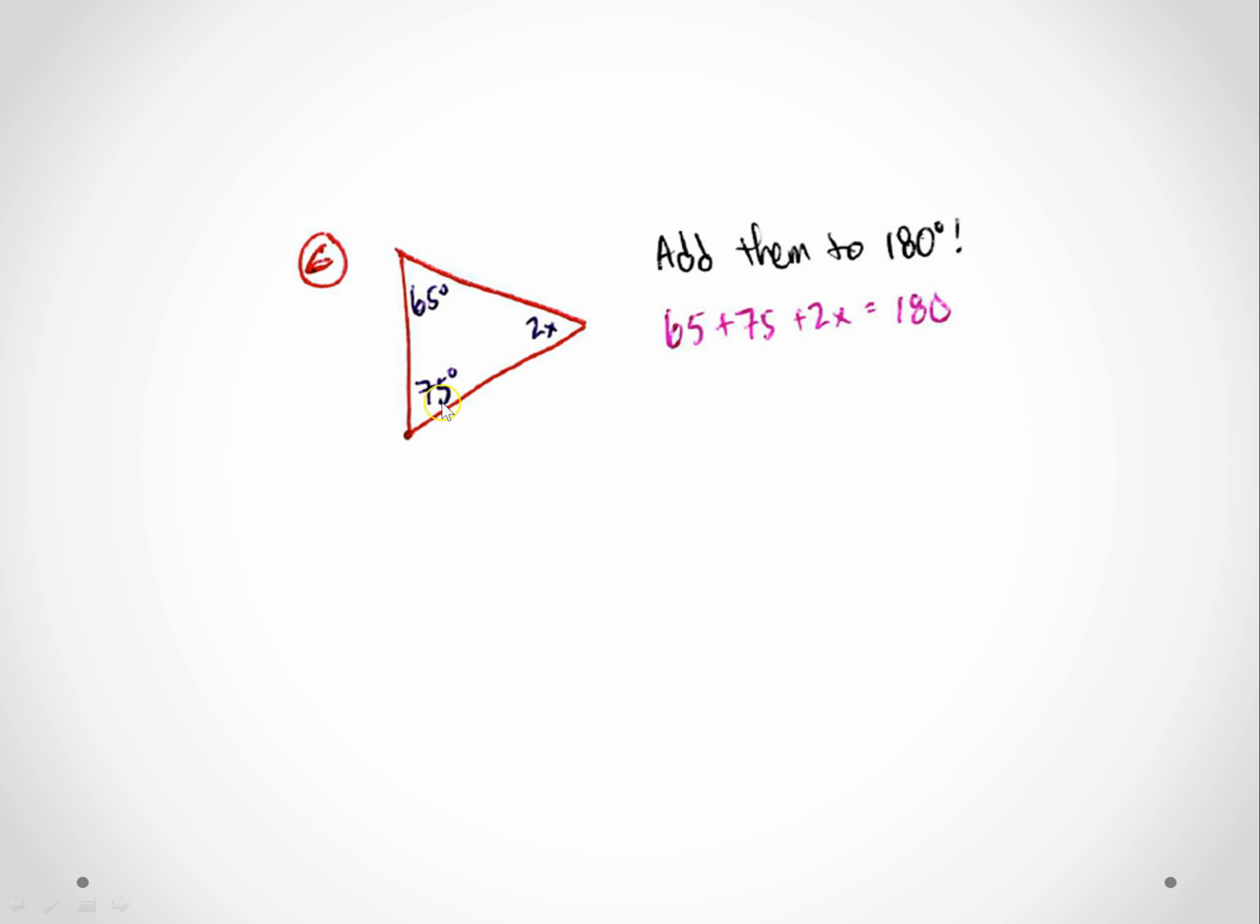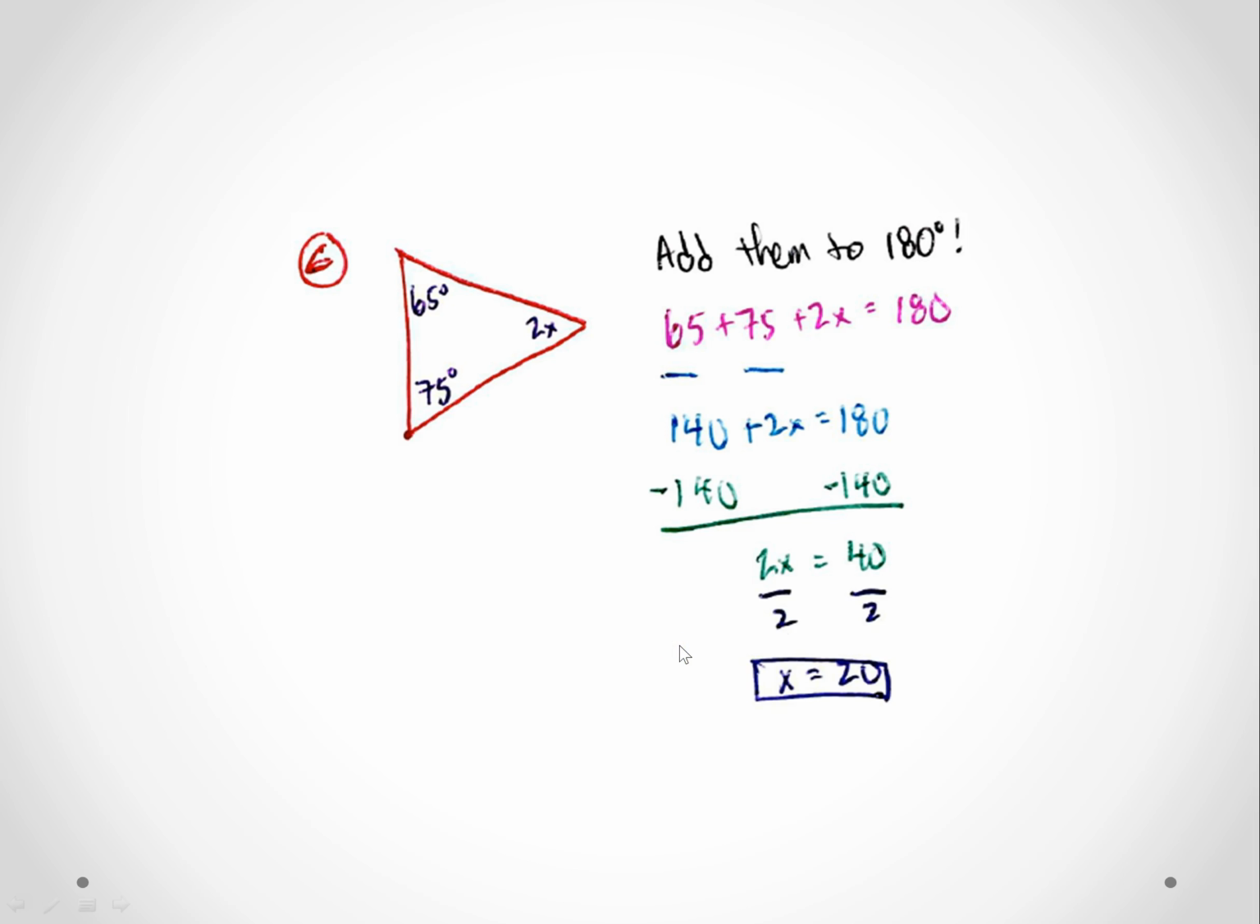This is the first one, 65, 75, and 2x. Well, I can combine these to make 140 because they're like terms. And I can subtract the 140 from each side to isolate the variable, dividing by 2. So x does equal 20. Sweet. All right, moving on.